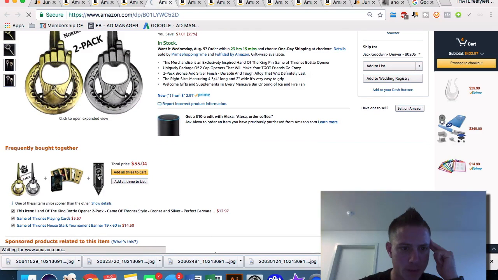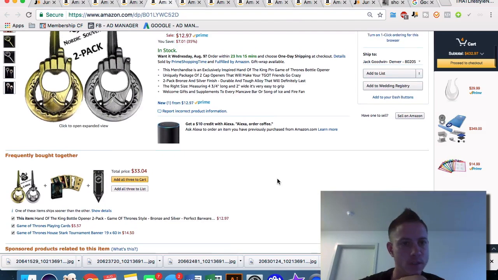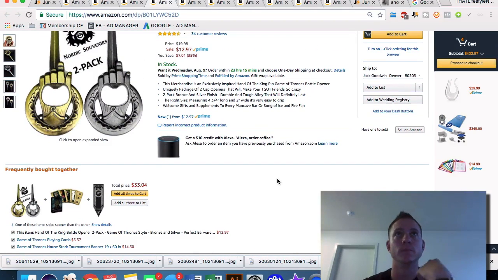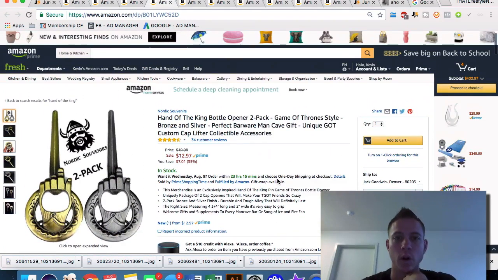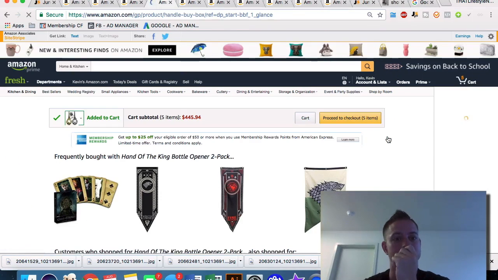So frequently bought together, it looks like people are buying Game of Thrones playing cards and Game of Thrones House Stark tournament banners. So again, very easy here to bundle with some type of banner, house banner, or poster that you could put on your wall, or just some other gear, perfect barware man cave gift. So there's a lot of different options here. Let's go ahead and add this one to cart. It is interesting for sure.